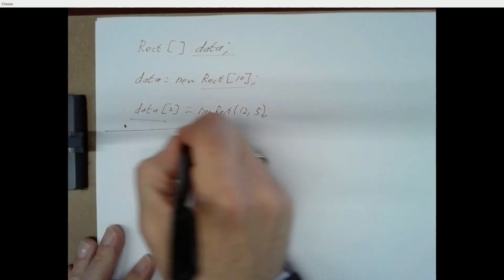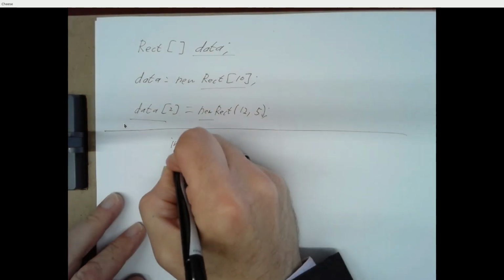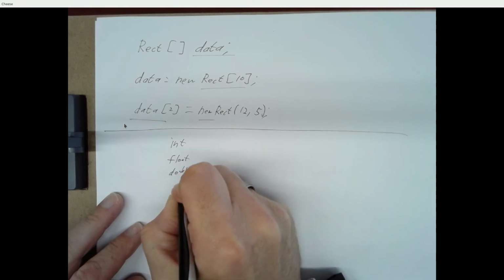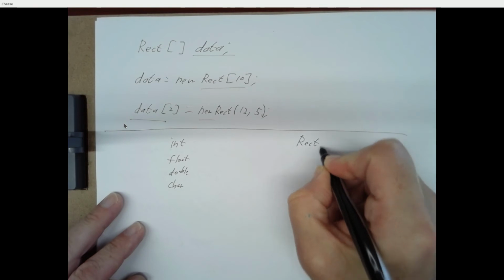All right. So we've been dancing around a bit of an issue here. There's things like int, float, double, char, and then there's things like rectangle and string.